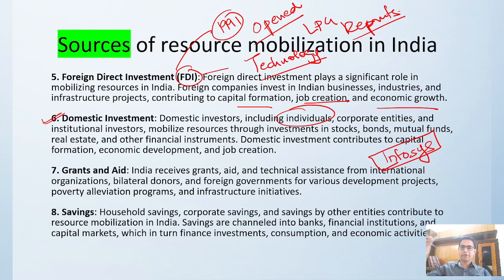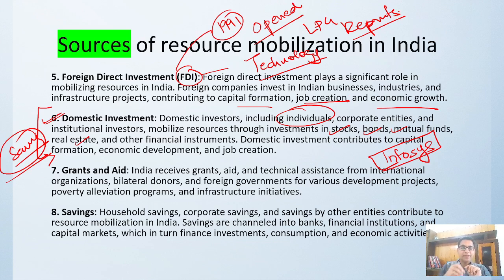I have invested in the form of stocks, bonds, mutual funds, real estate, whatever it is. If I have a saving, I have invested my saving in either real estate, stocks, bonds or mutual funds. That is called domestic investment. So that means it is resource mobilization that is happening, right?